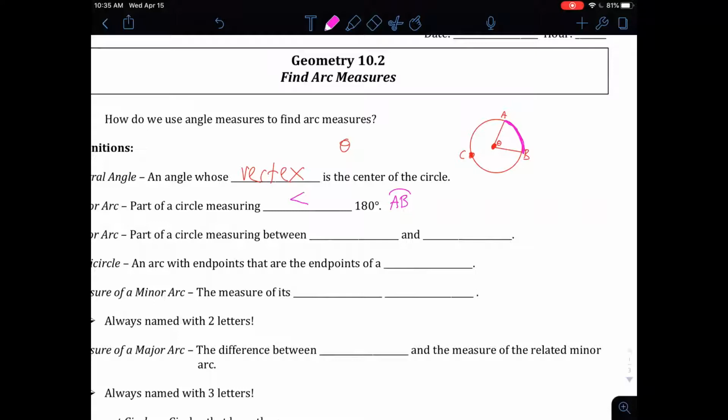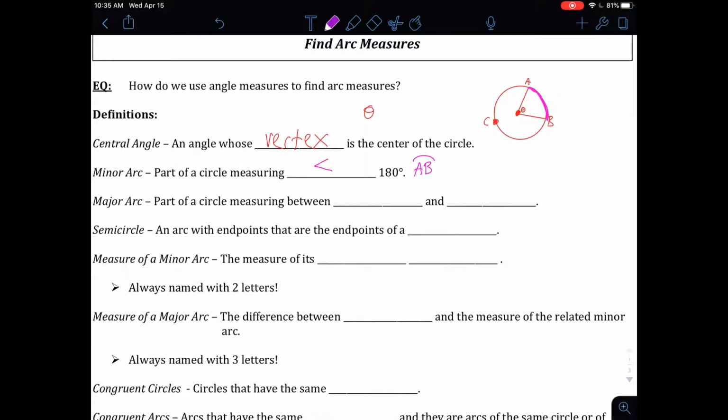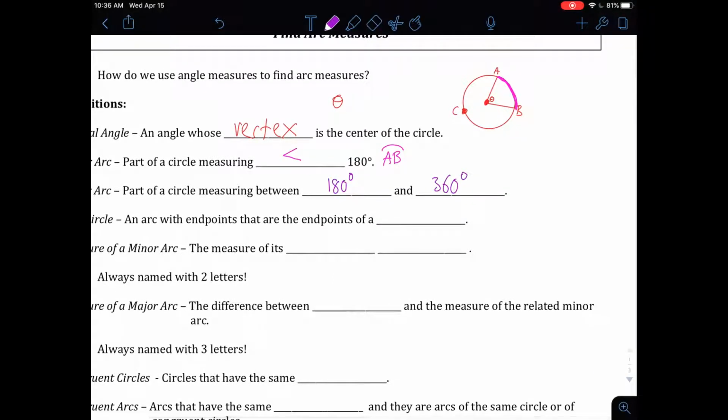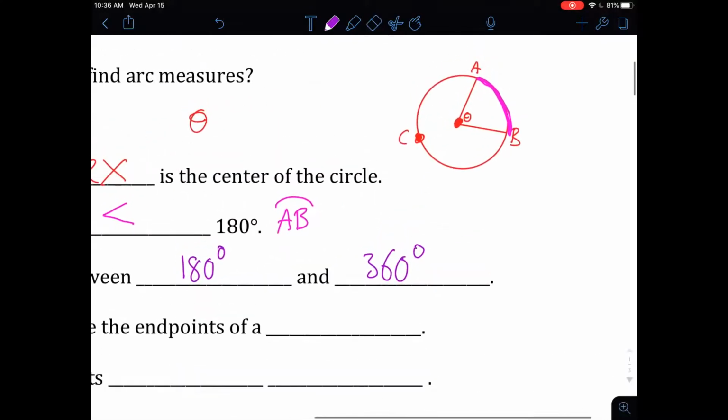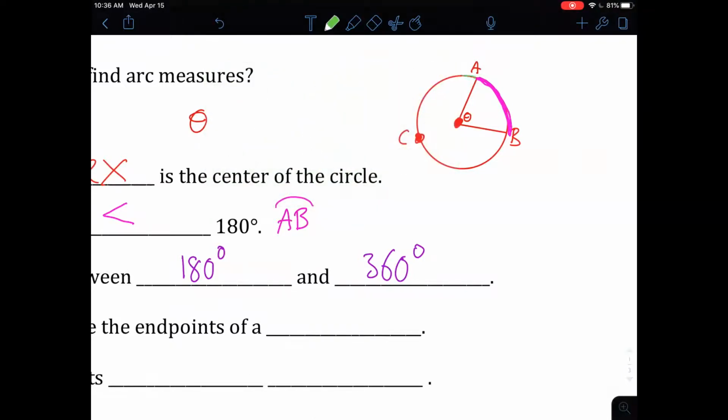And then a major arc. A major arc is part of a circle measuring between 180 degrees, between what? And 360 degrees. So, for example, measuring between 180 and 360 would be all the way around over here. I'm going to use a different color so you guys can see this better. Sorry if I was being confusing.